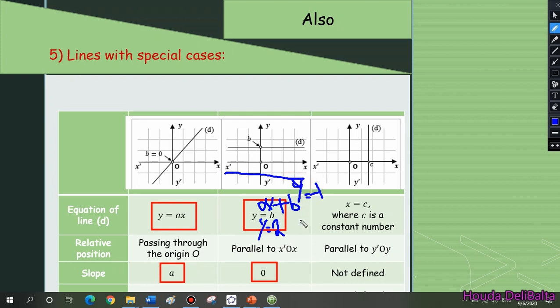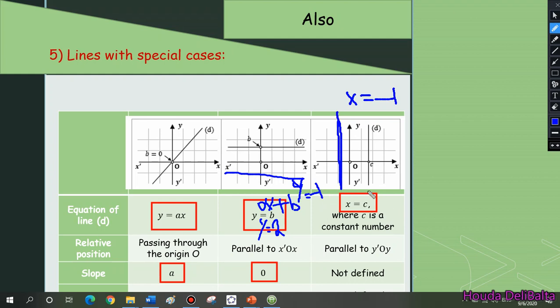Now finally, here is line D that is parallel to the y-axis. That line has also a special equation, which is x equals c, where c is any constant number. For example, if c is minus 1, then we have x equals minus 1. How do I draw that line? I draw it like that, along minus 1. So you see, the line is parallel to the y-axis.